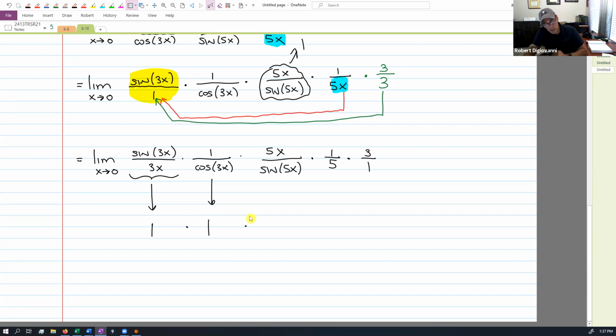Okay, times. Now this, well, that's where we started the problem, right? That's going to be a 1 also. But now notice we don't have any more variables, right? It's just numbers. So this is 1/5 times 3 over 1. So our answer is just going to be 3/5.